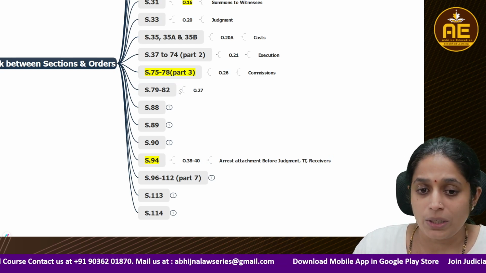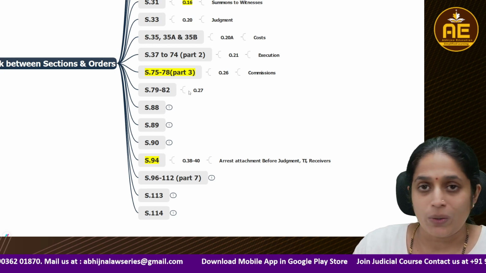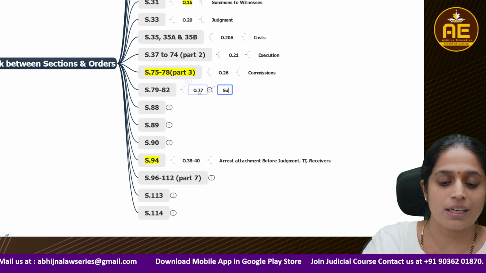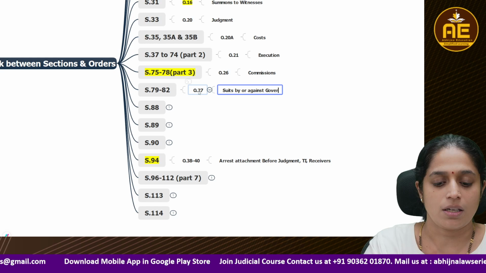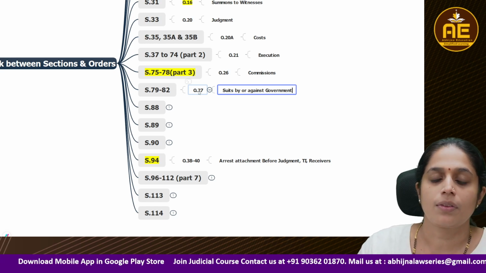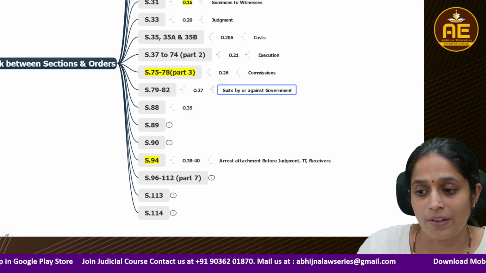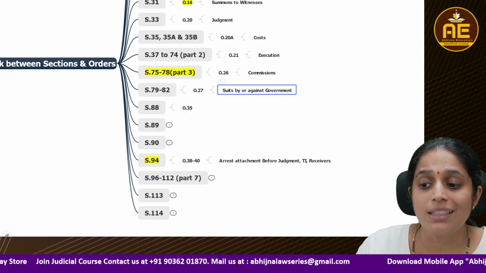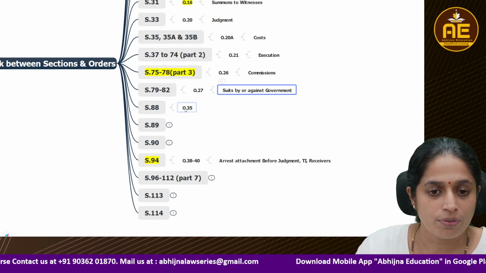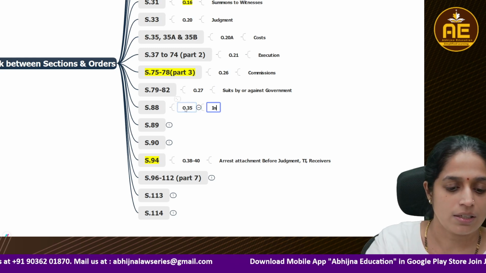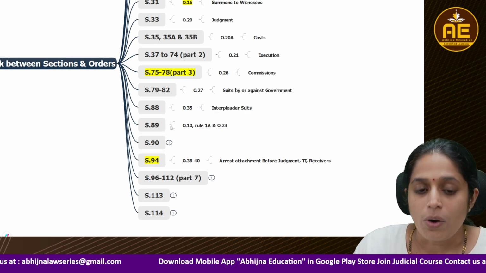What is section 79 to 82? It is a very special kind of suit which we can also find in order 27, that is suits by or against government. What is section 88? Section 88 is order 35. That is, you might have heard of interpleader suits, right? So that is the meaning of order 35, interpleader suits.